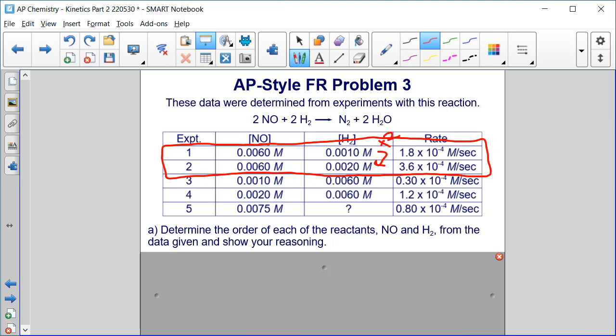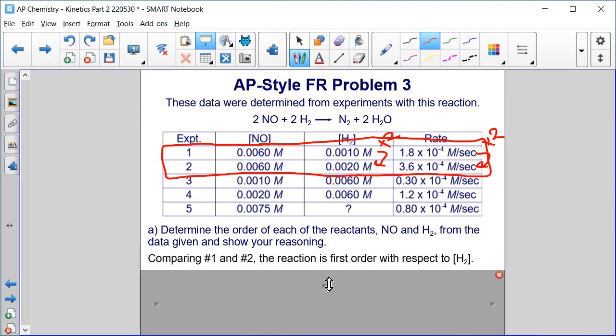What is happening to the rate as we go from experiment 1 to experiment 2? We are also doubling it. So if I double a reactant and the rate also doubles, that's a first order relationship. Comparing numbers 1 and 2, the reaction is first order with respect to H2.